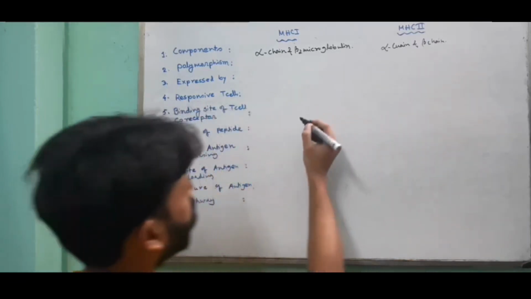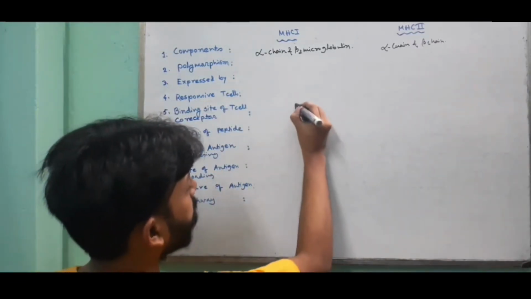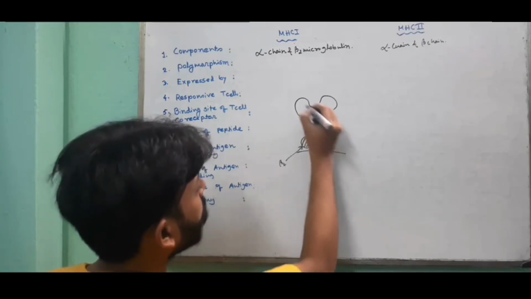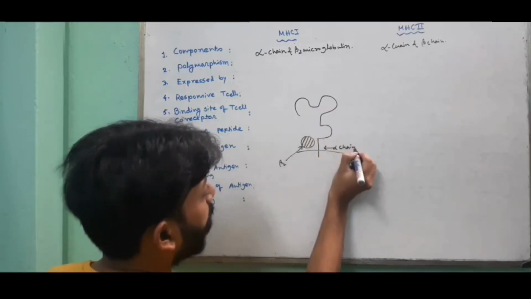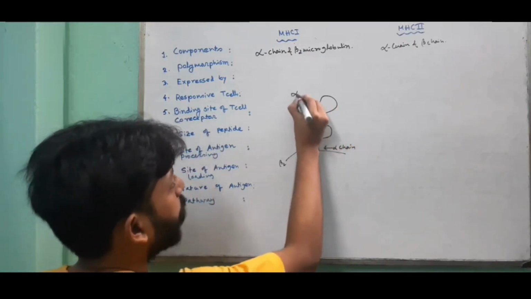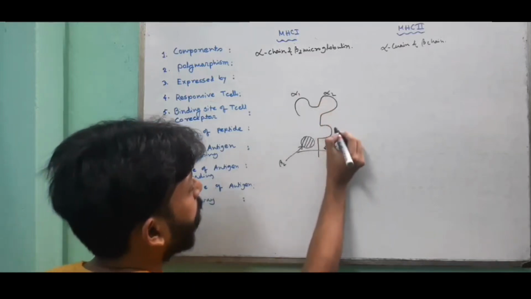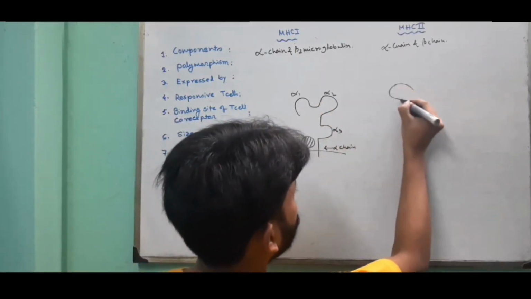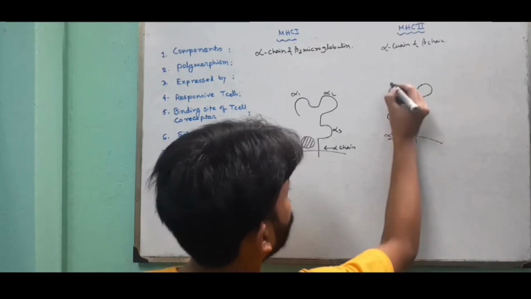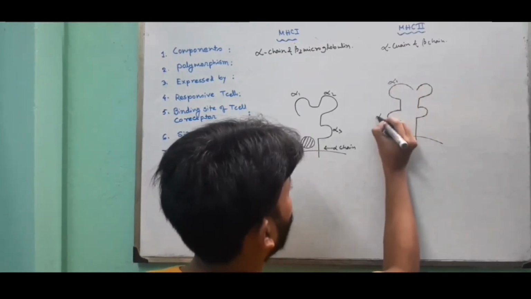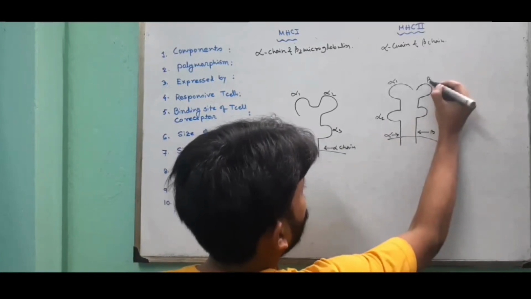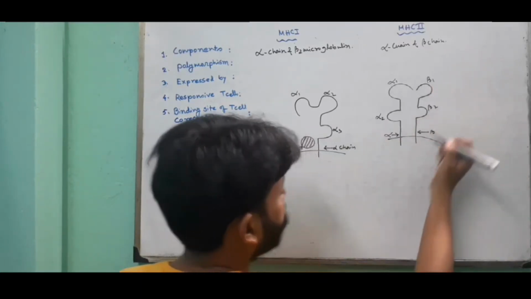So let me draw class 1 MHC molecule. Class 1 MHC molecule looks like this. So this is the beta 2 microglobulin, this is the alpha chain, and the alpha chain contains three domains: alpha 1, alpha 2 and the alpha 3. And if I draw the class 2 MHC molecule, it looks like this. If this is the alpha chain, then this is the alpha 1 domain and this is the alpha 2 domain, and if this is the beta chain, then this is the beta 1 and beta 2 domain.